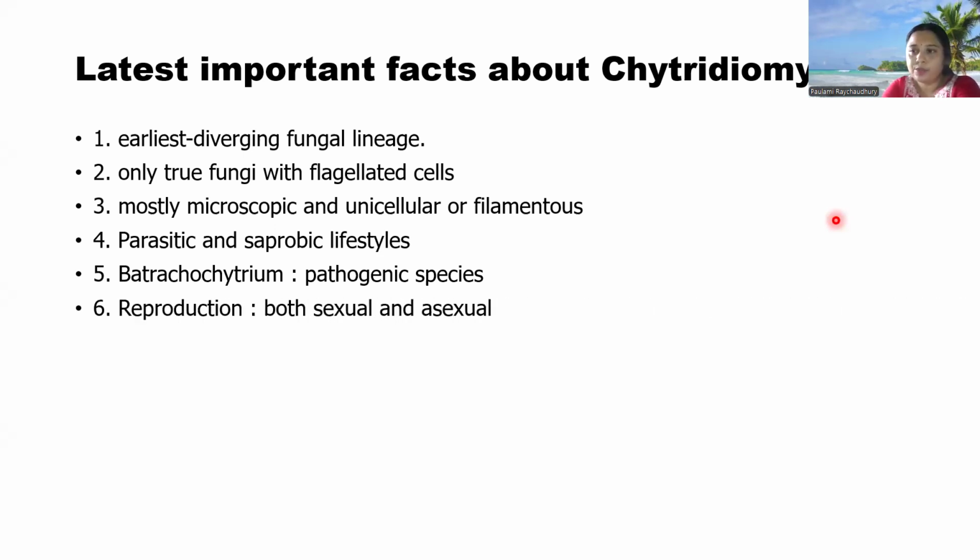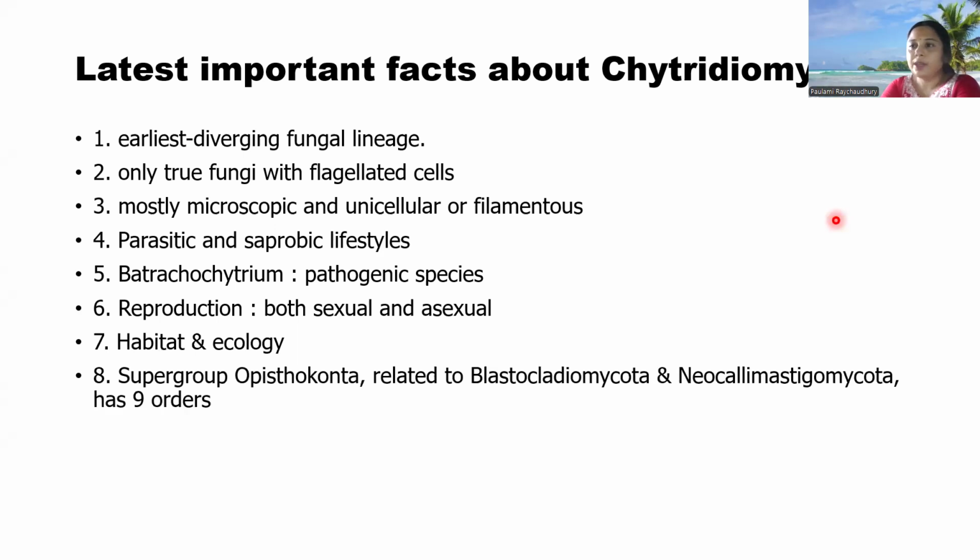Reproduction is both sexual and asexual. Asexual reproduction is via zoosporangia producing zoospores, and sexual reproduction is through planogametes or resting sporangia. In some species, the nuclear cycle is haplontic, meaning the zygote is the only diploid stage. Now, habitat and ecology: found in ponds, wetlands, soil, dung, and decaying plant material, often isolated using bait techniques using cellulose or chitin. Phylogenetics and classification: placed in supergroup Opisthokonta, related to Blastocladiomycota and Neocallimastigomycota.